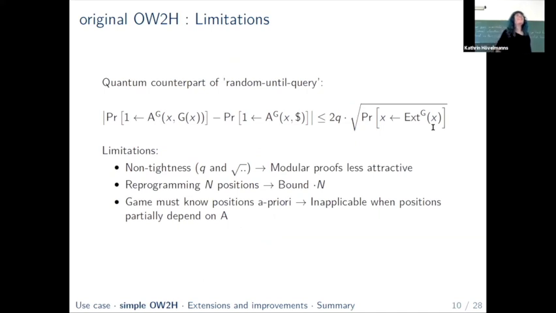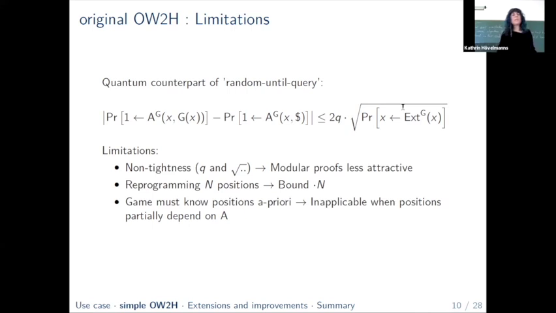But as a question a few seconds ago already hinted at, we might not be too happy with the bounds we are seeing, because the bound loses a factor of Q and we also lose a square root. So the result is not very tight.